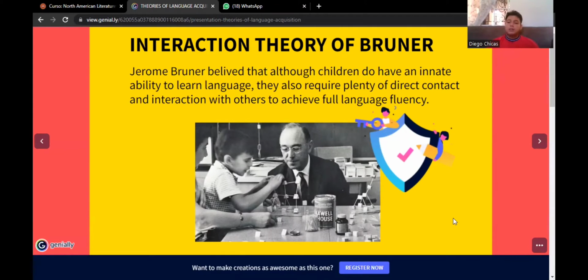I think that interaction plays a huge role. When we start to interact with the people around us, we are acquiring new knowledge and new vocabulary. They are helping us to develop new sentences in a more complex way than we already know.